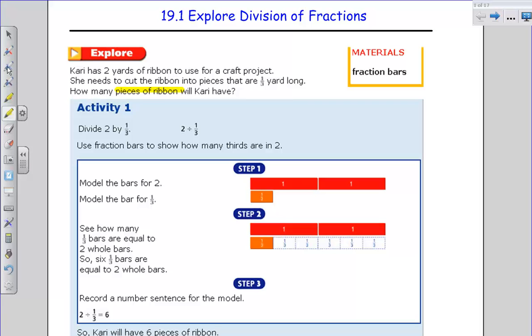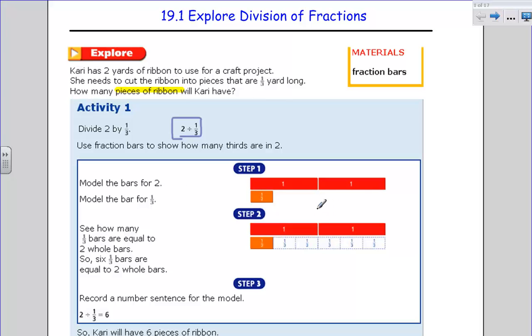The first thing we need to do is set that up into a division problem. So here's our division problem. I start out with 2, and I'm dividing it into 1/3 pieces of ribbon. Sorry, that's really difficult to say. So anyway, my problem is 2 divided by 1/3.